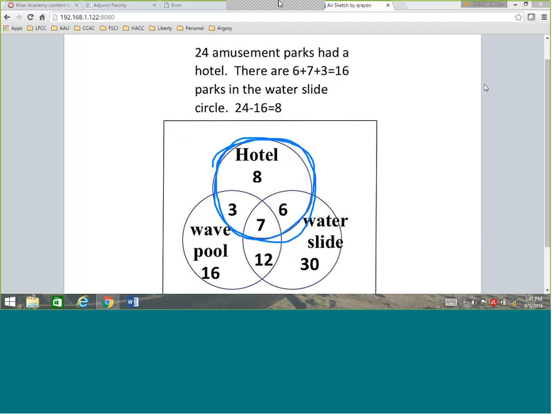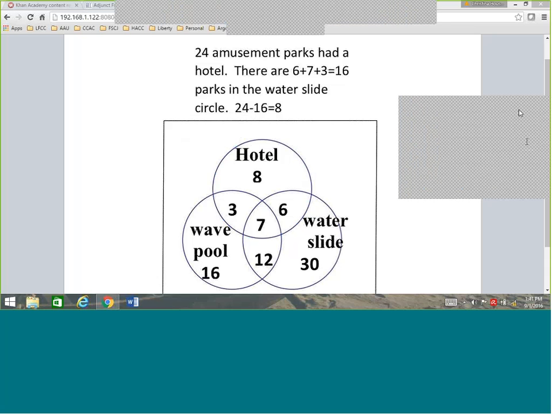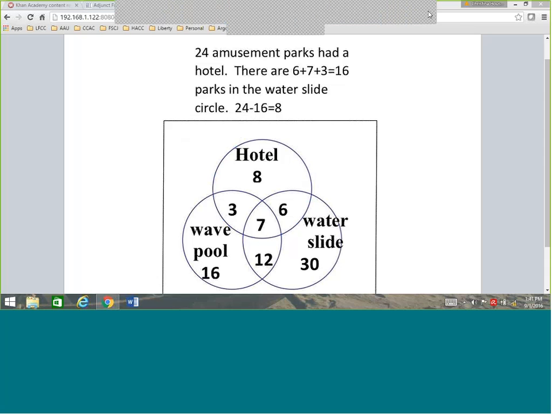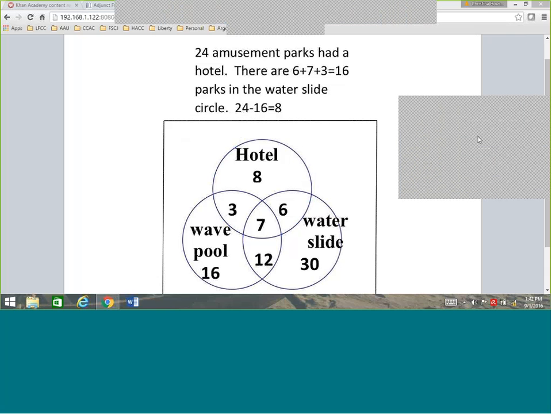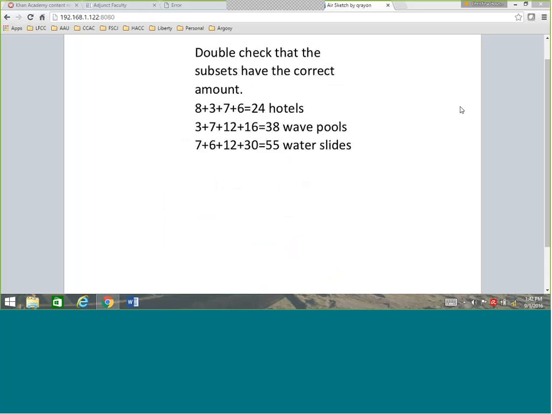Okay, now looking at this, it may seem like we're done, that we don't have anything else to fill in, but not really. Because if I add up all the numbers, I don't total what I should. First, though, this is just showing my double check here.